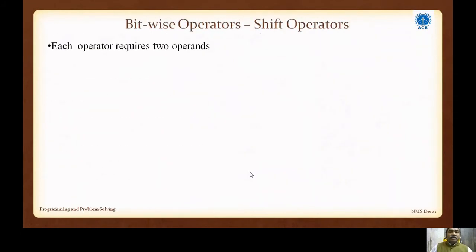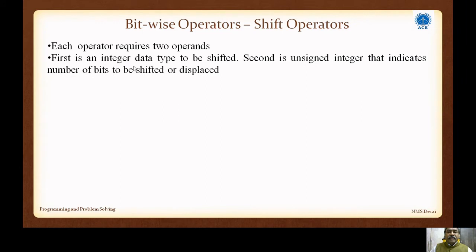Shift operations. As we said, shift operations are performed with two operands, right? First is an integer data type to be shifted. Second is the unsigned integer that indicates the number of bits to be shifted. Suppose I want 2 bits, then this is an unsigned number. It cannot be negative, right? And then if it is 6 bits shifting, it can be done left or right.